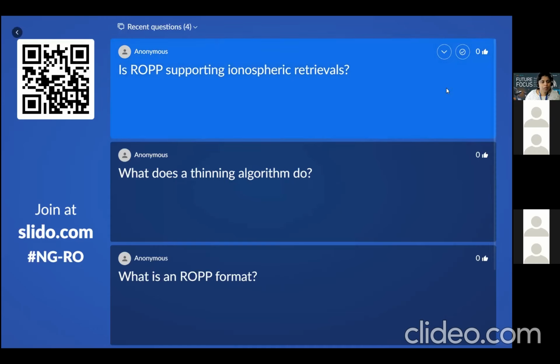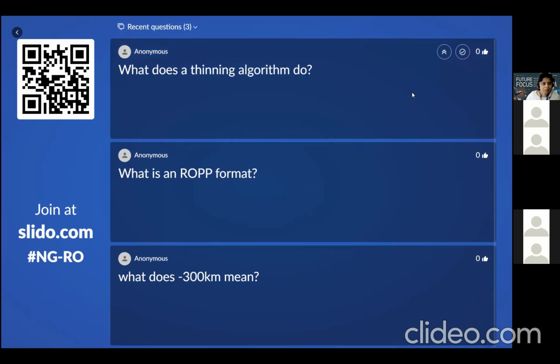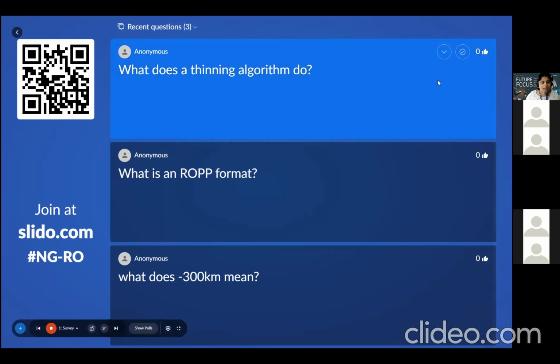Is ROPP supporting ionospheric retrievals? Not yet, but it might do in the next release. That's the big thing that we're introducing in ROPP 11 in the new year. We've been working on a way of getting that from the difference in the bending angles, and yeah. So not yet, but soon. Great, thank you.